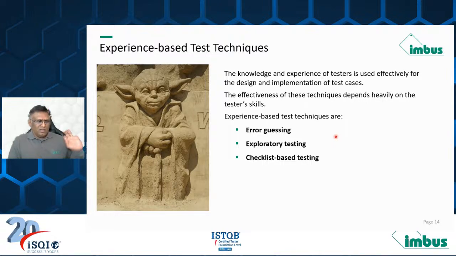And in previous versions of foundation level, they do talk about experience-based technique. Again, those skills are transferred into the Agile methodology, especially with the foundation level version 4. We do talk about various types of techniques that are still relevant, such as error guessing, checklist-based testing, which we might have learned. And also we are going to talk about exploratory testing.